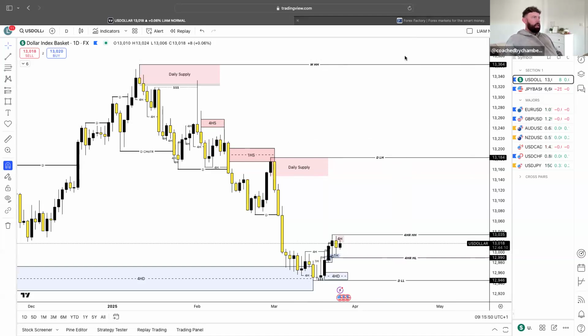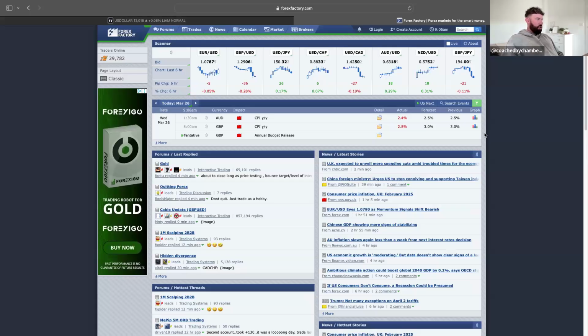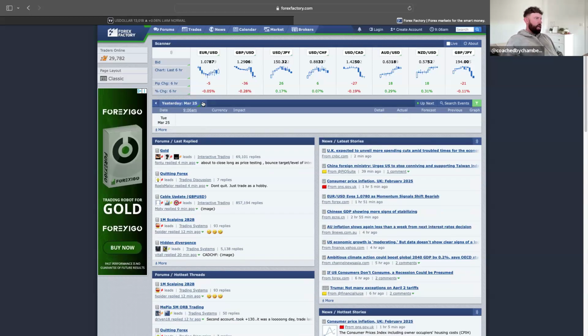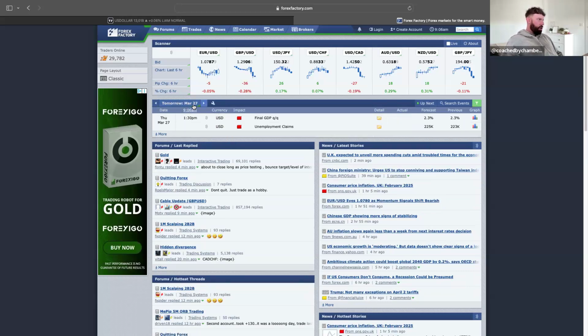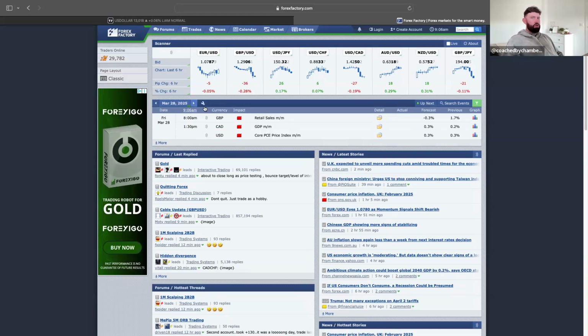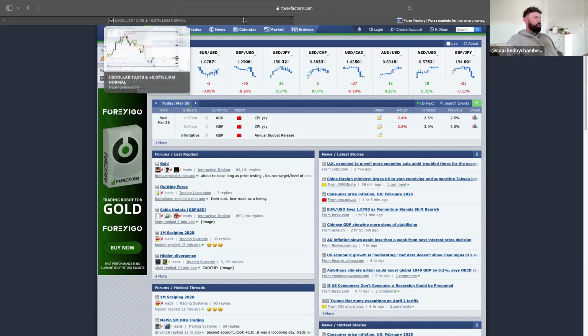So let's, as always, start off with Forex Factory, checking out the news. It is the 26th today. Yesterday, there was no news at all. Today, we've just had early morning news for the Great British Pound and also AUD, which is Australian dollar. Tomorrow, at half one, we have US dollar news on employment claims. And then on Friday, we have some US dollar news, Canadian dollar news, and Great British Pound news. Okay, perfect. So let's get straight into the charts.